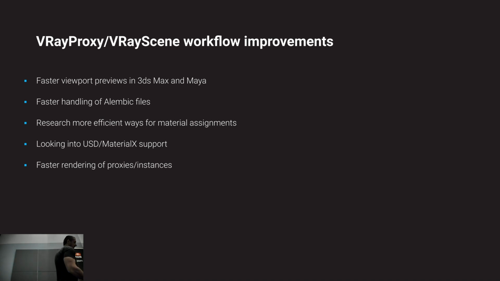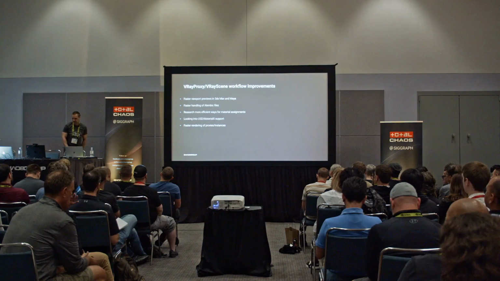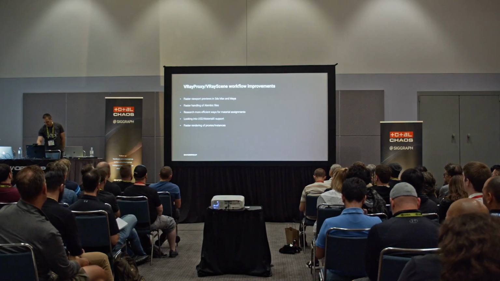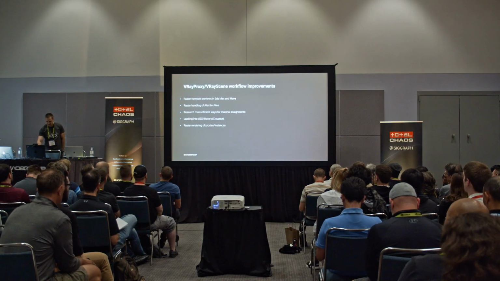And in addition to the viewports, we're also working on making the proxies render faster. Not only proxies, just any types of instances. So this will be not only for proxies, but for things like ForestPack. To do this, we've updated to a new version of the Embree library, Embree 3. It has some specific optimizations for this case, for proxies and for instances. So we hope to be able to use these. But it requires some work on our side.